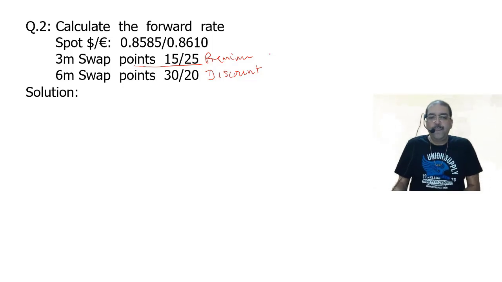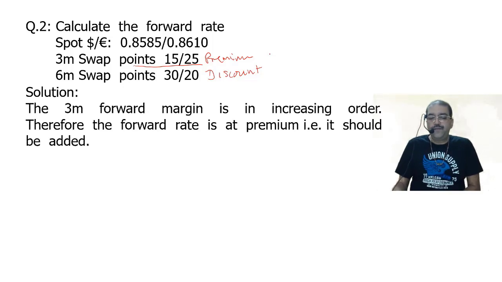First, let us write down. 3 month forward margin is in increasing order. Therefore, forward rate is at premium. That is, it should be added.